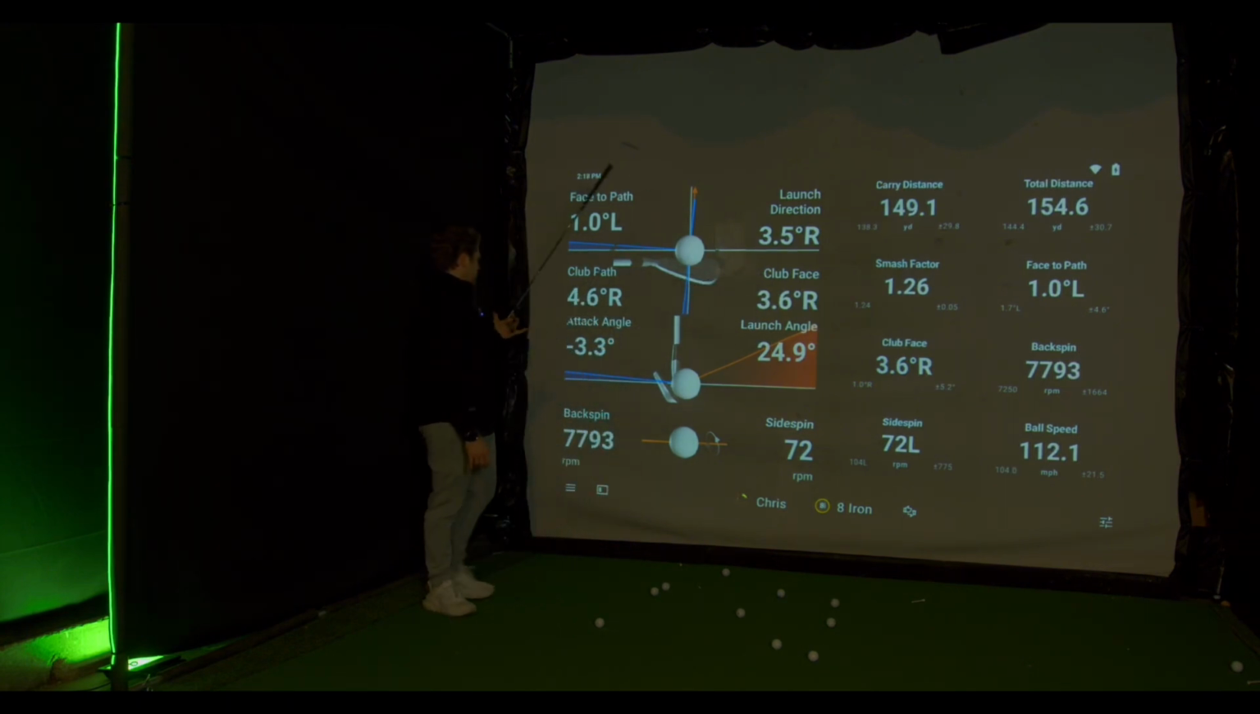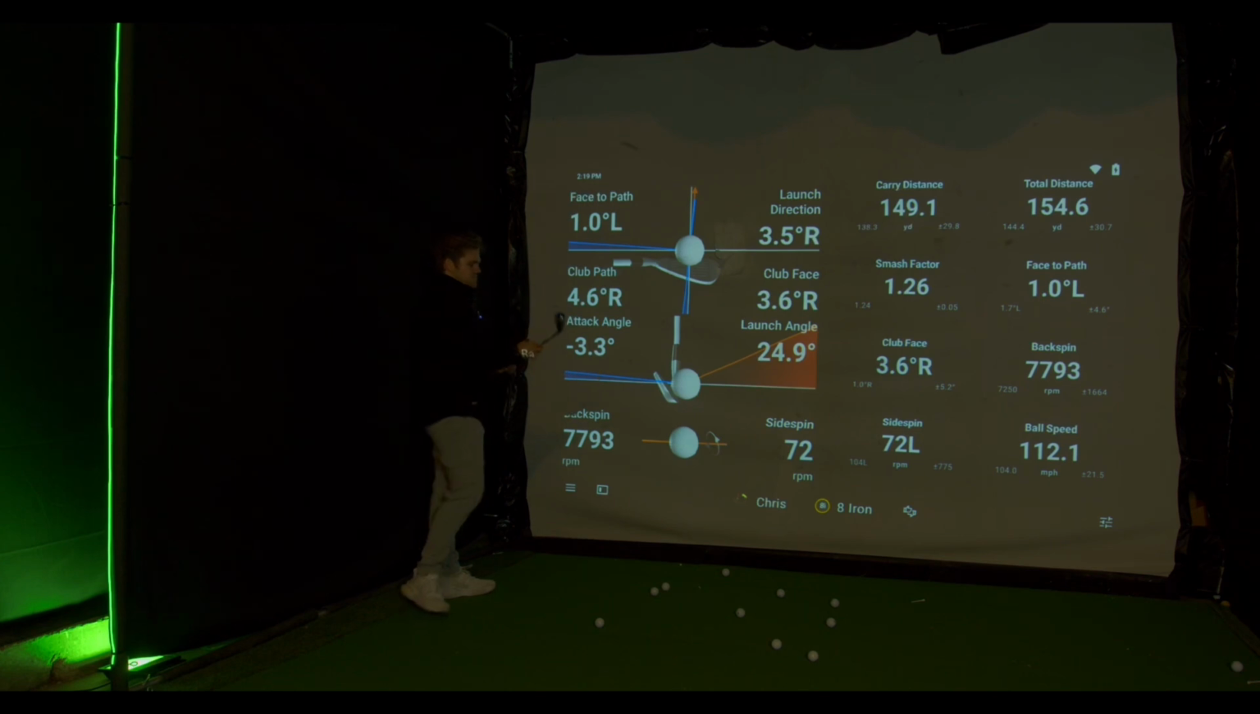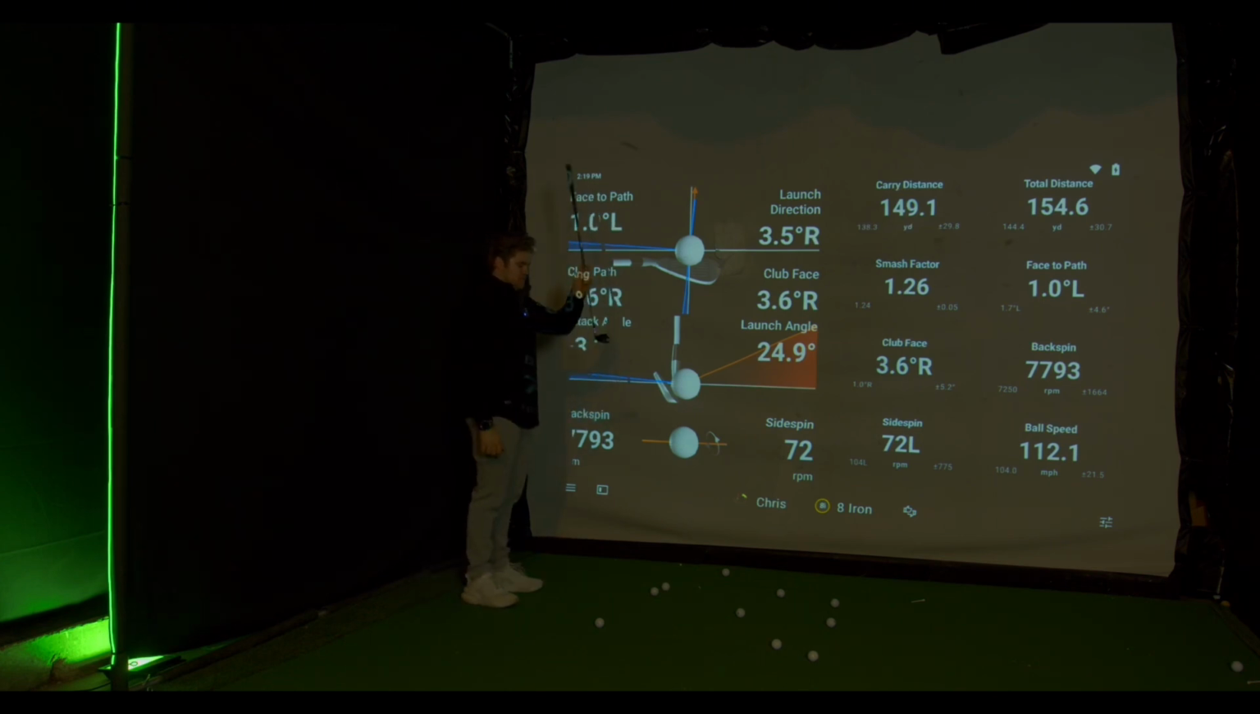Let's go through attack angle. So this was negative 3.3. This basically means it's like, okay, does the club face move up at impact or is it down on impact? So most of the time with the irons, you want it on a negative. So basically you're hitting down on the ball instead of up on the ball. Simplest way to explain that.